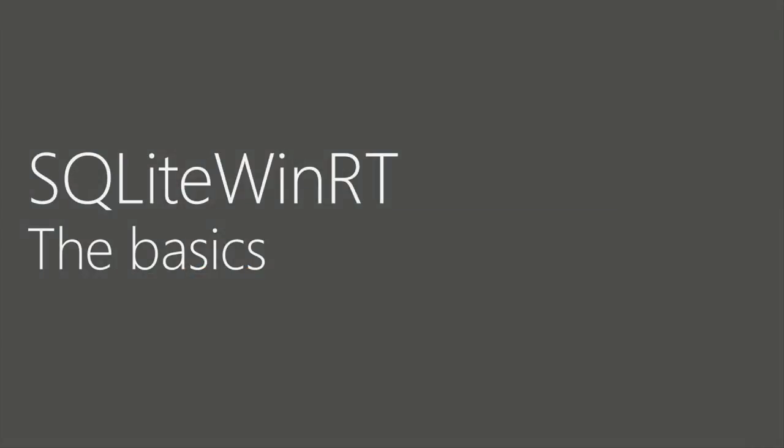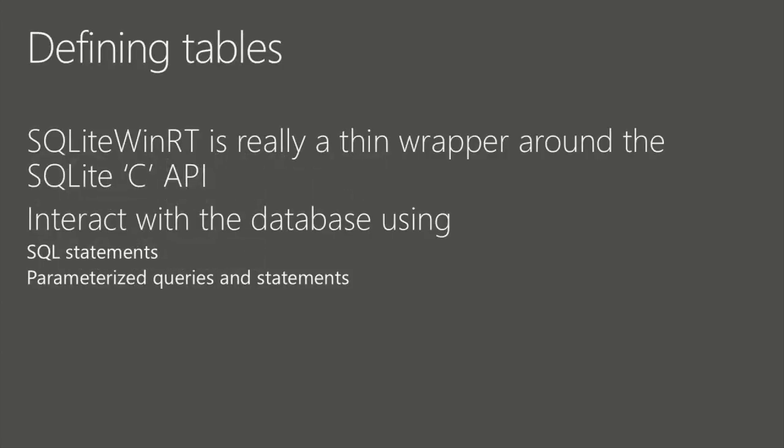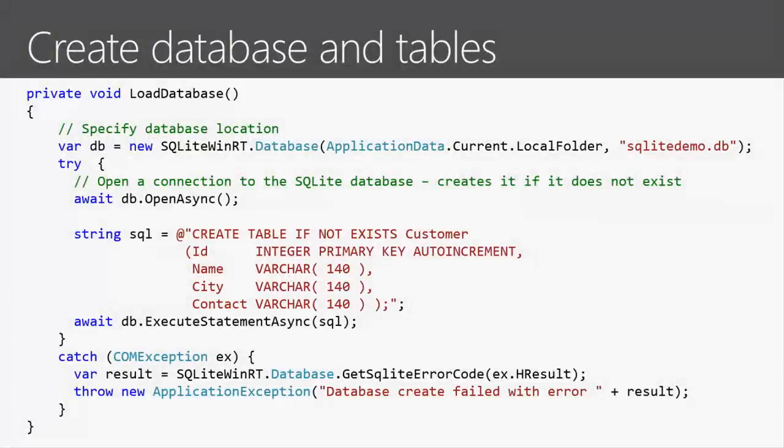The basics. So this is the simple stuff to get started with this. Obviously, I've said this already, the SQLiteWinRT really is a thin wrapper around the C API. So we're interacting with the database using SQL statements, which hopefully you can spell right, and parameterized queries and statements. So this is going to be very familiar to you, it's the database model we've used for quite a while.